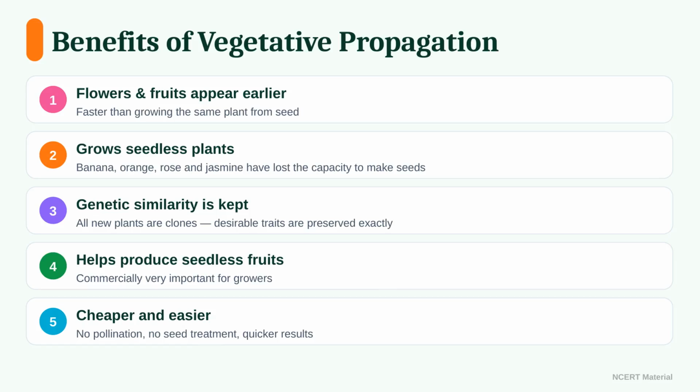Why is vegetative propagation useful? 1. Plants grown this way bear flowers and fruits earlier than plants grown from seed. 2. It lets us grow plants like banana, orange, rose, and jasmine, which have actually lost the natural capacity to produce seeds. 3. Since every new plant is a clone, genetic similarity, and any desirable trait, is preserved exactly. 4. It helps produce seedless fruits, which is commercially very valuable. And 5. It's simply a cheaper and easier method of growing plants.